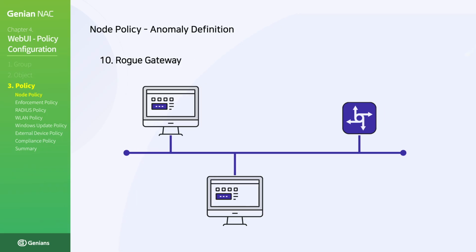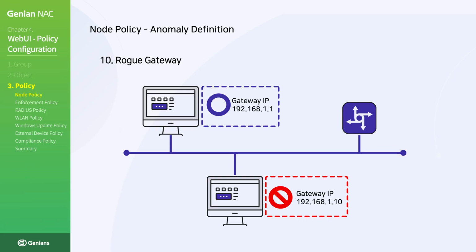The 10th event in anomaly definition is rogue gateway. This event triggers when the gateway information sent from the agent installed on the endpoint does not match the known or authorized gateway address for the network. If the gateway is unrecognized, the system flags the endpoint as a potential threat.